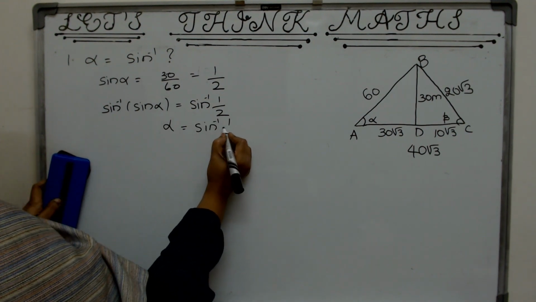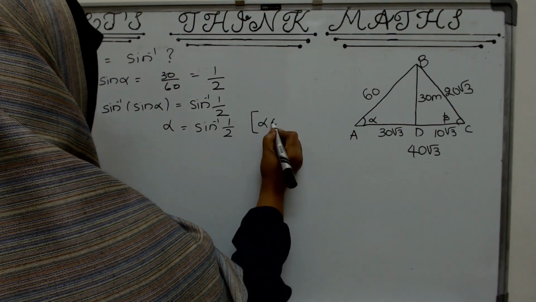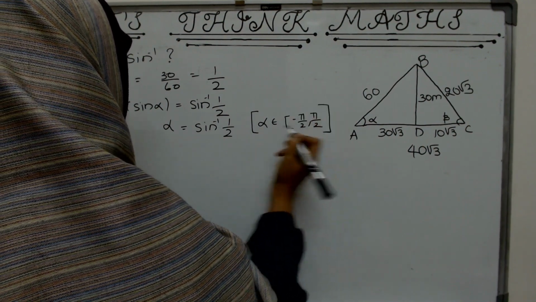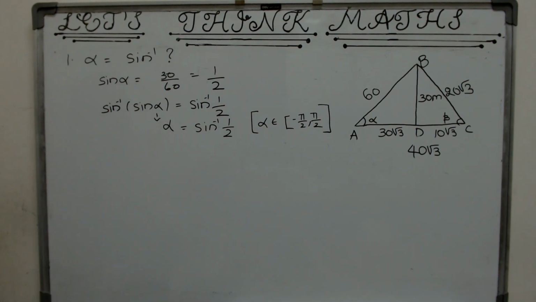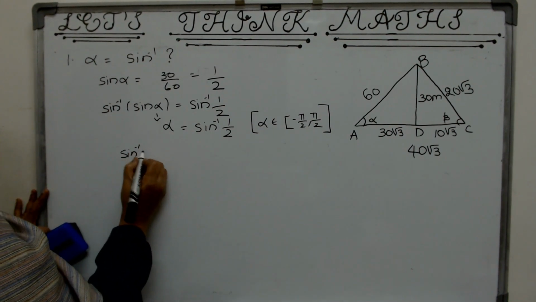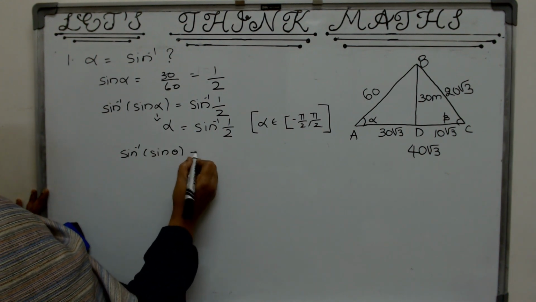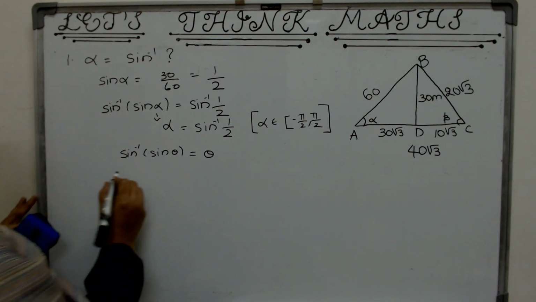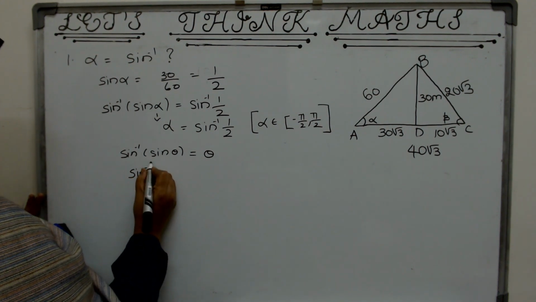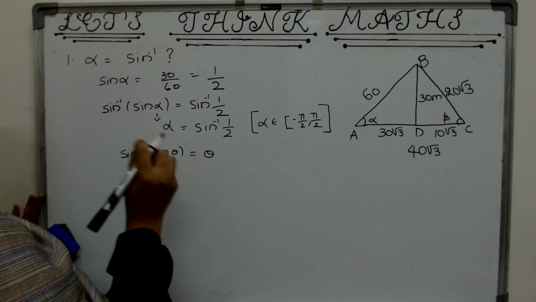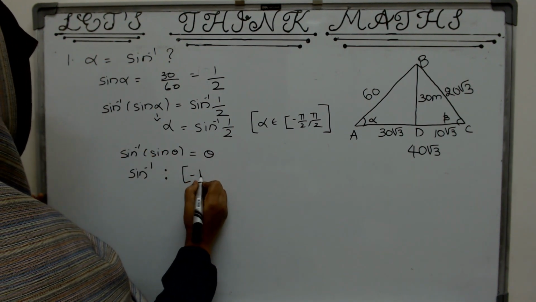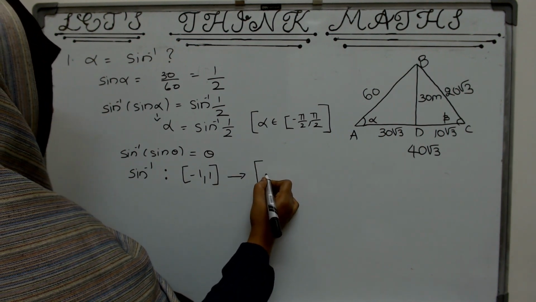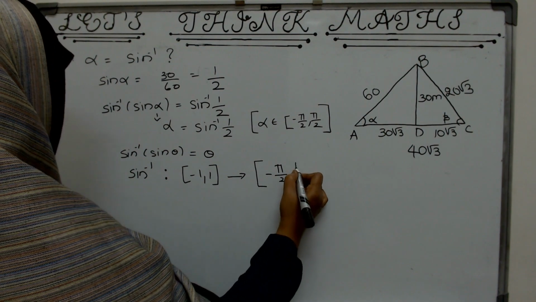But then sine inverse of sine alpha is alpha. And why is this possible? Because alpha belongs to the closed interval minus pi by 2, pi by 2. Now, why is this step important? Is sine inverse of sine theta equal to theta for any angle? No, that is not true. Why? Because sine inverse is a function which takes a number from the closed interval minus 1, 1 and maps it to an angle between minus 90 and plus 90.